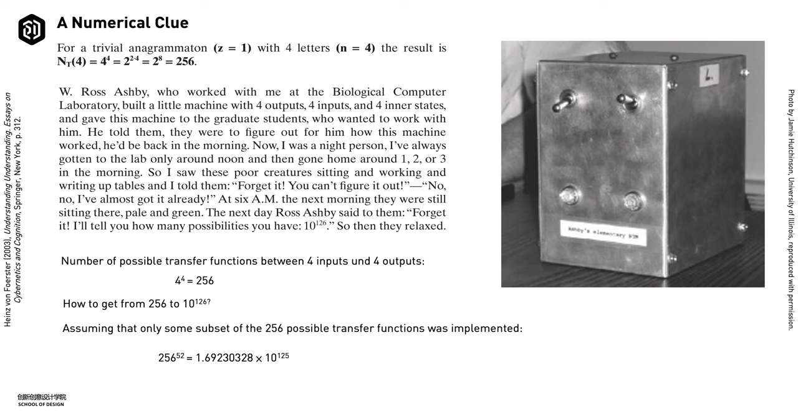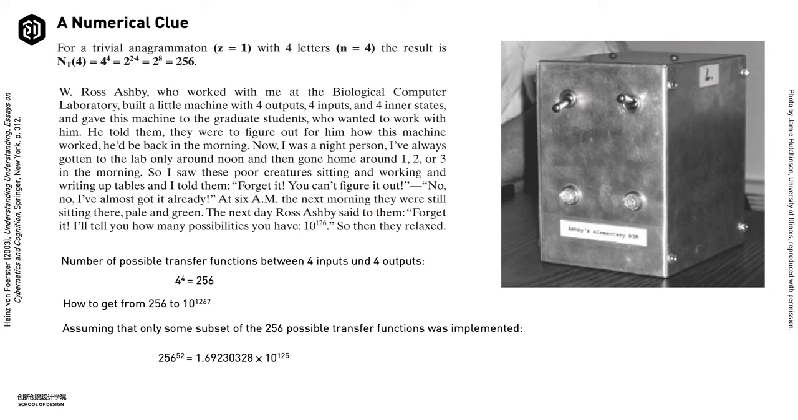Basically, students spent nights having a feeling of immediate closeness. "Yeah, I just need to check this thing out for two more seconds, and then everything will come together," and they never managed to predict this machine. And in the story, Ross Ashby comes back in the morning and tells the students, "I'll tell you how many possibilities you have, 10 to the power of 126." And then they relaxed and gave up.